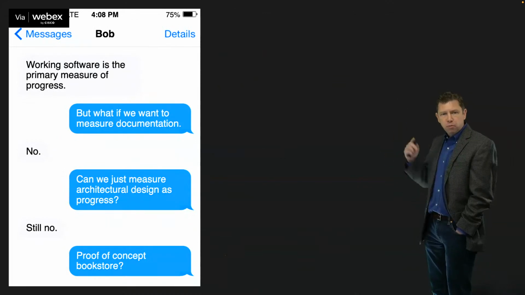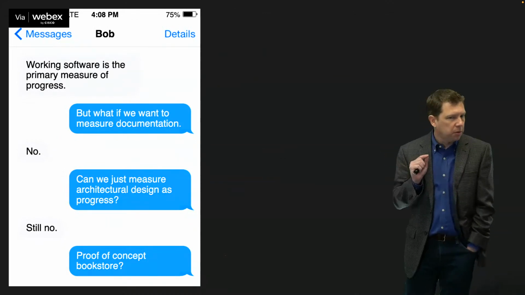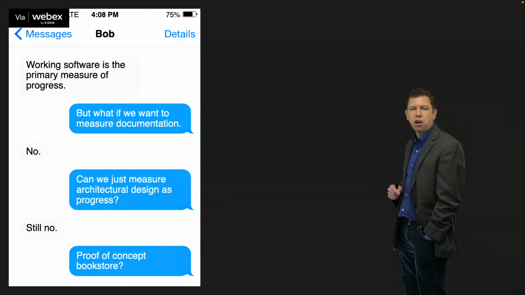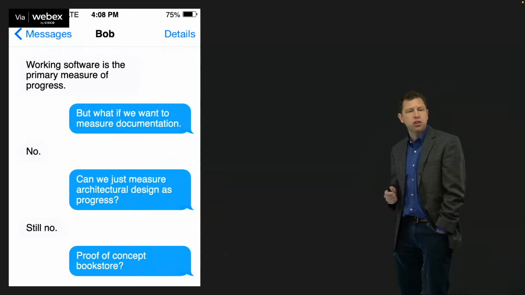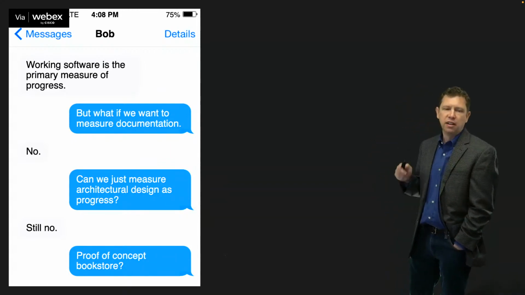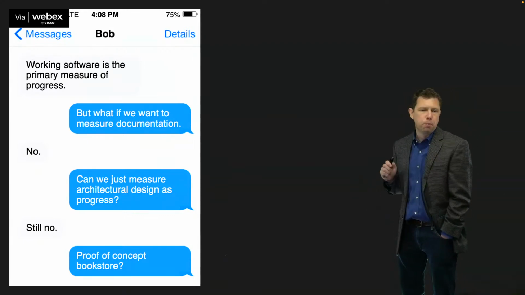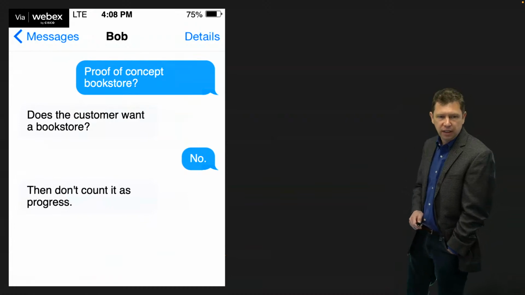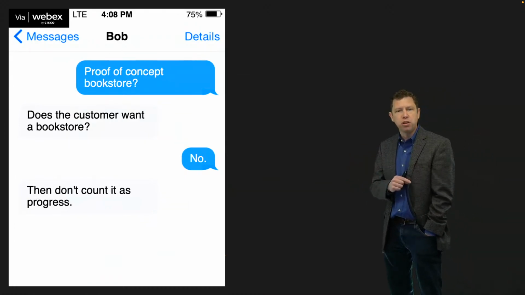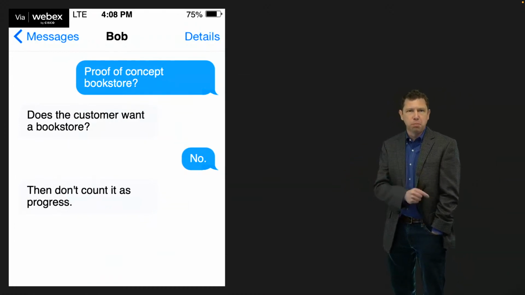Okay, so talking to Bob, somebody says, working software is the primary measure of progress. He says, but what if we want to measure documentation? No. Can we just measure architectural design as progress? Still no. Proof of concept bookstore design. Does the customer want a bookstore? No. Then don't count it as progress.